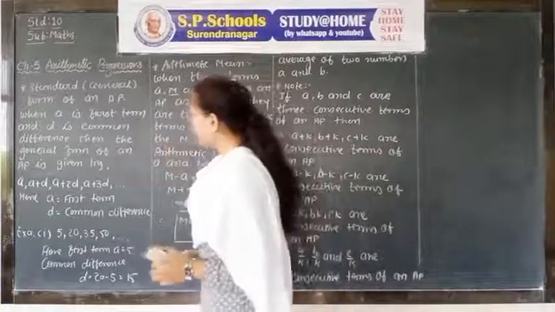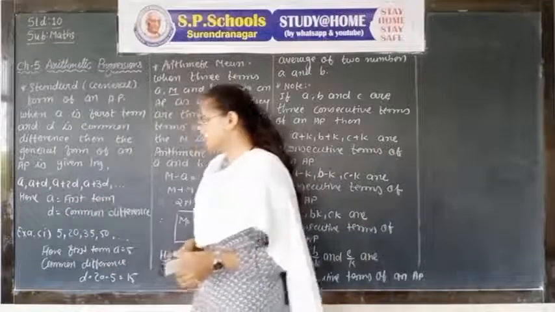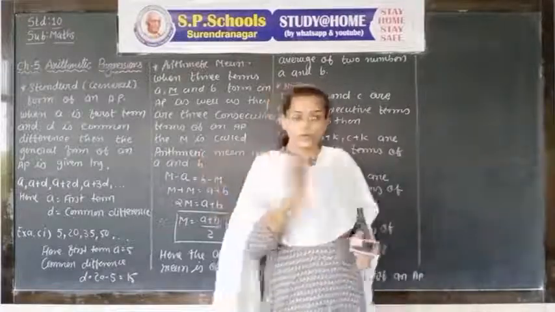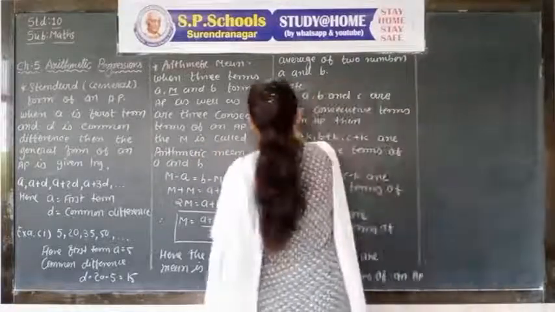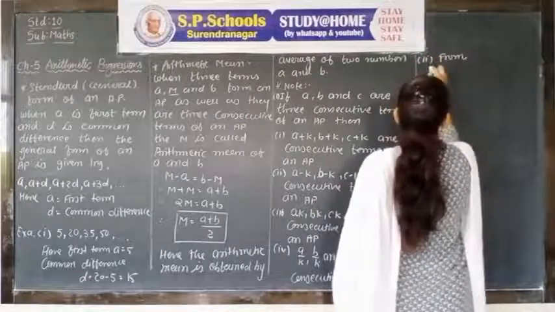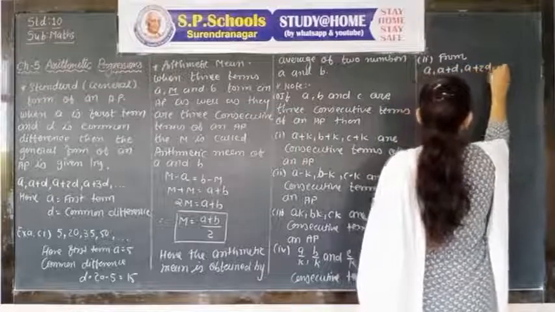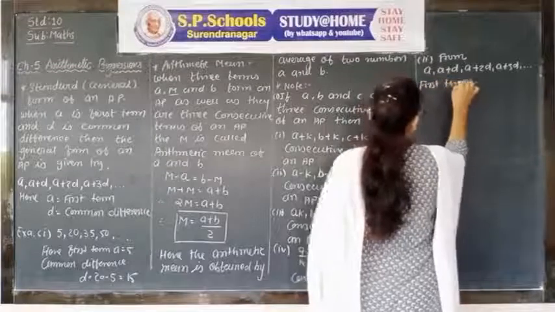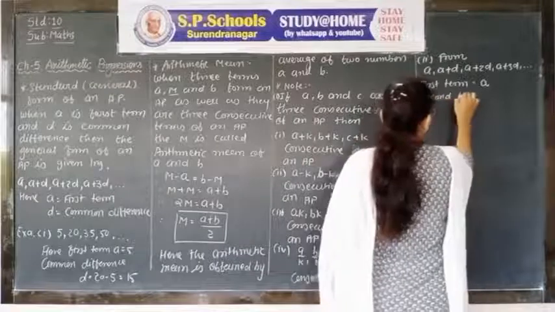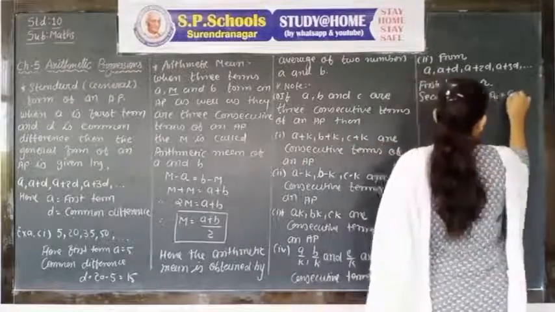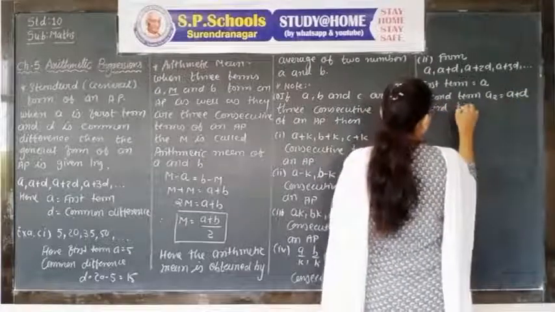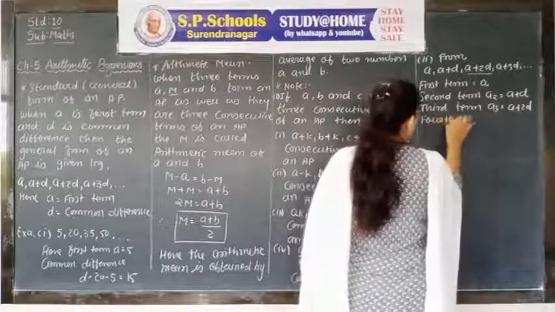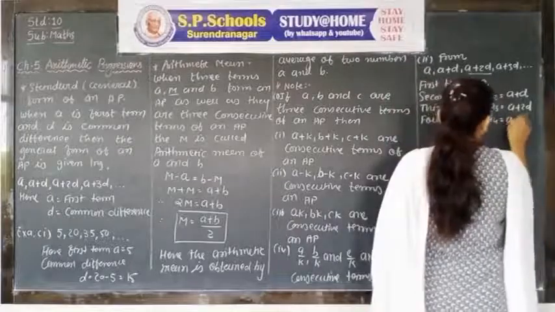Keep in mind the standard form of arithmetic progression: A, A plus D, A plus 2D, A plus 3D up to infinite, in which the first term is called small a and the second term is A plus D. The first term A1 is equal to A. Second term A2 is A plus D. Third term A3 is equal to A plus 2D. Fourth term A4 is equal to A plus 3D.